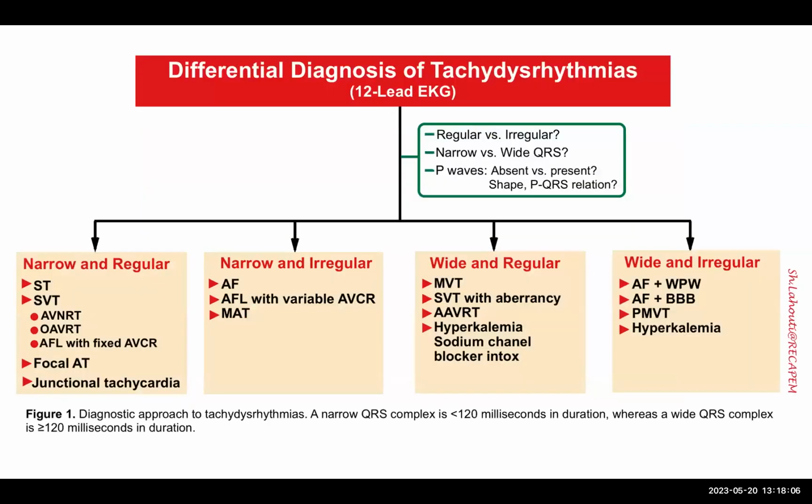Okay. So when we have a tachycardia in general, we look initially, is it narrow or wide, regular or irregular, absence or presence of P waves. So the talk today is about wide QRS complex. So we will be between two things. Either it is wide and regular, which is most likely monomorphic VTAC, as I mentioned, 80% of the time, SVT with aberrancy, or antidromic, or others like hyperkalemia or sodium channel blockers. If it is wide and irregular, we have a differential diagnosis of atrial fibrillation with Wolff-Parkinson-White accessory pathway, or atrial fibrillation with bundle branch block, or polymorphic VTAC or hyperkalemia.